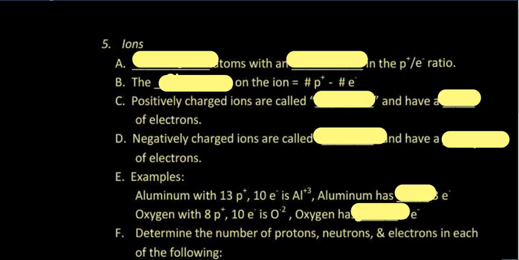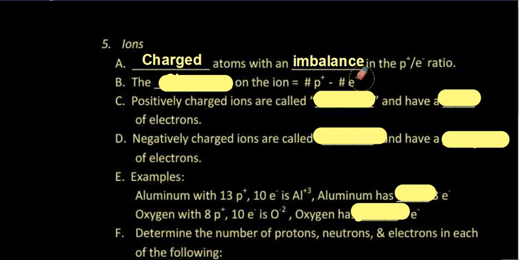And this brings us to, if we change our neutrons, that was the previous page. This page is now if we change our number of electrons. If we change electrons, we are creating ions. Ions are charged atoms with an imbalance in the proton-electron ratio. Okay, the charge on the ion is determined by the number of protons minus the number of electrons.